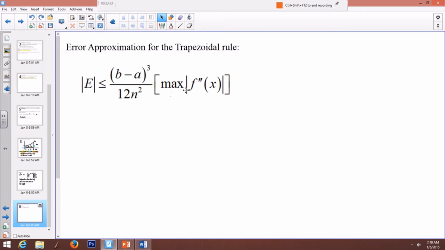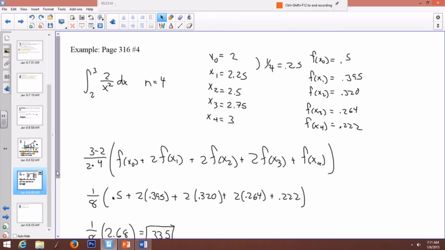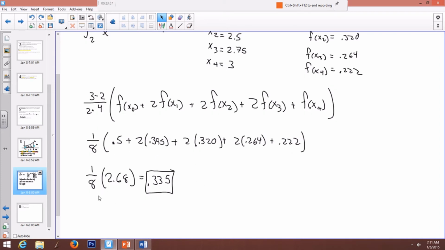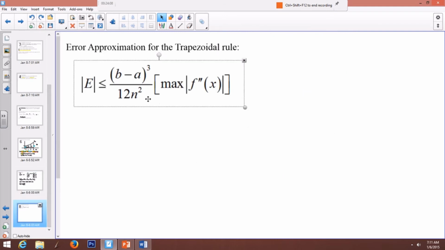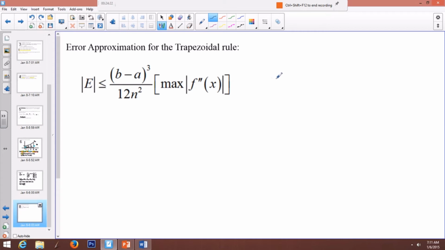Basically what it says is that over this given interval, they want to know the absolute value of the maximum value that comes out of the second derivative of whatever your f of x is. So if I wanted to calculate the amount of error that I had here in this expression, I would take the second derivative of this thing, figure out what the maximum value of that second derivative was over the interval from 2 to 3 and plug that in here, and then just make that calculation.